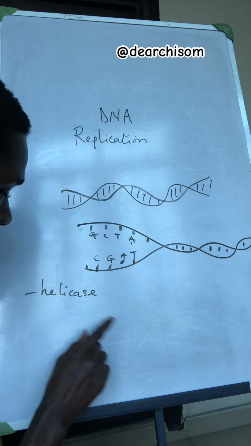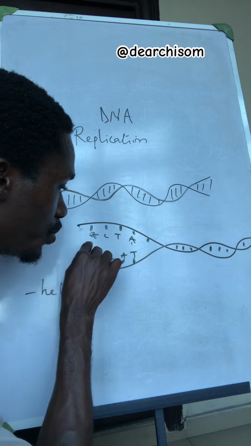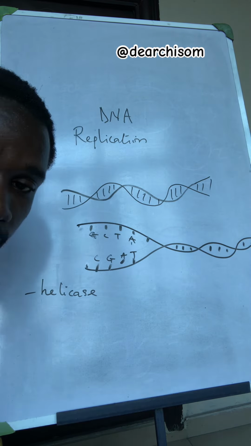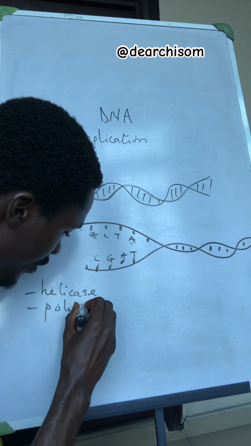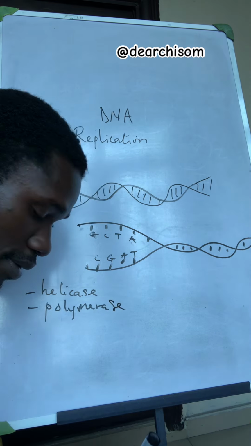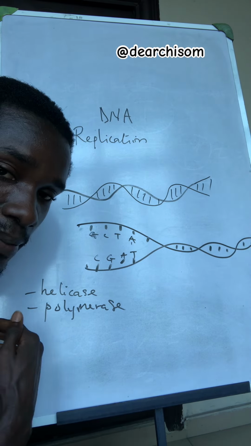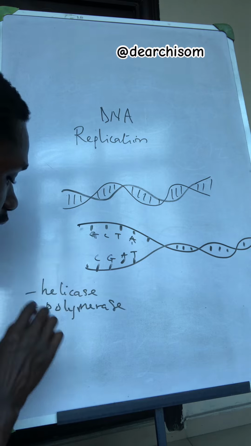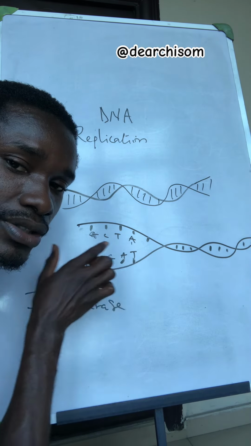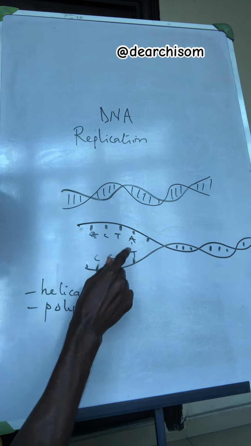So when this is broken by helicase, another enzyme comes to build the new strand, and that enzyme is called DNA polymerase. Poly means many. Polymerase, enzyme, merase. So it means this is the enzyme that can add new bases to this already existing molecule.